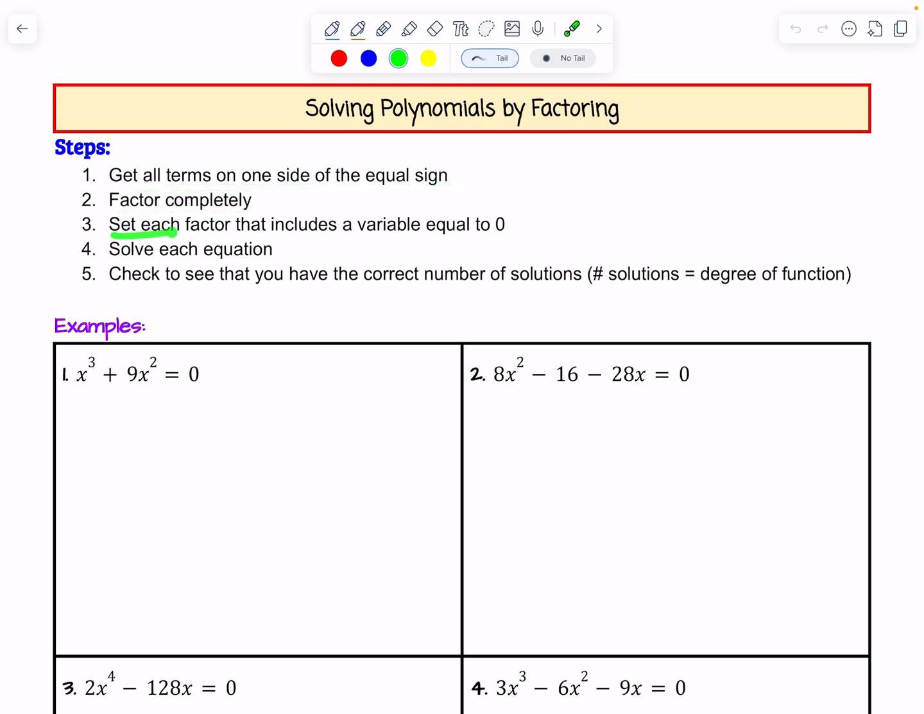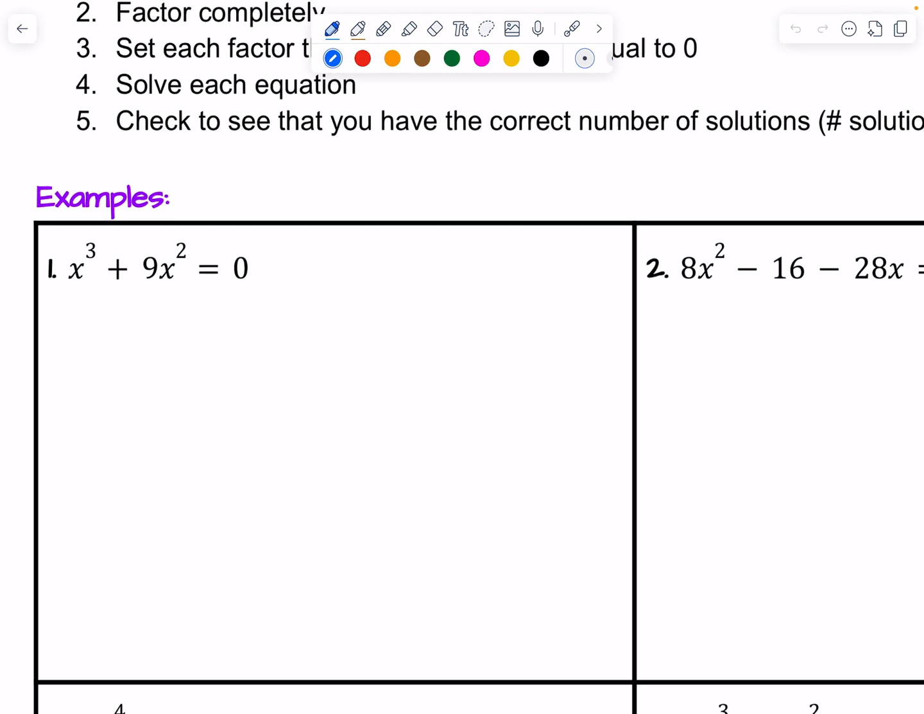Step 3, we want to set each factor that includes a variable equal to 0, solve each one of those equations, and then we can check to make sure we have the correct number of solutions to our polynomial, because we know the number of solutions is going to equal the degree of our function. So let's take a look at this first example.